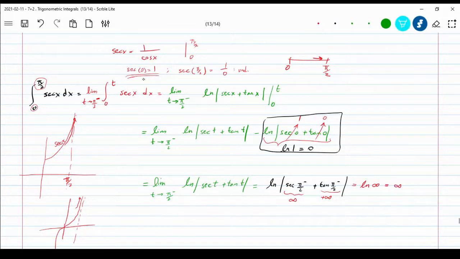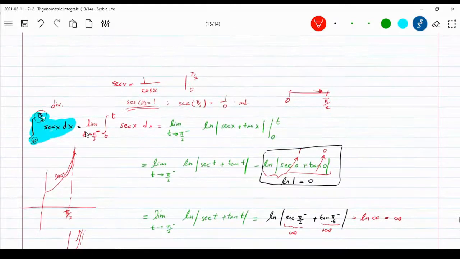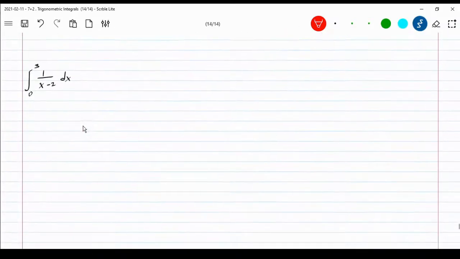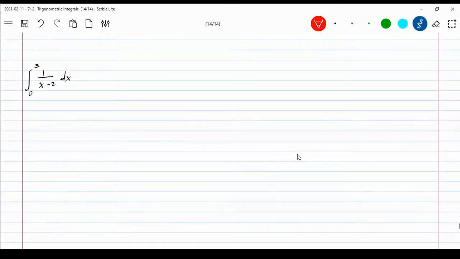So what does it tell us? It tells us that this integral is not convergent. This is a divergent integral. Okay, just make sure that you calculate the limit correctly. Okay, how about this one?